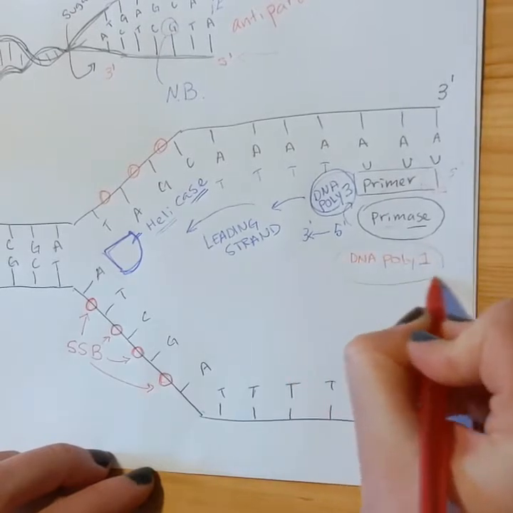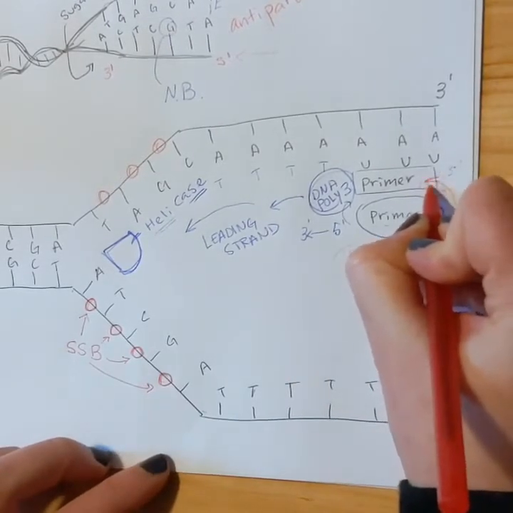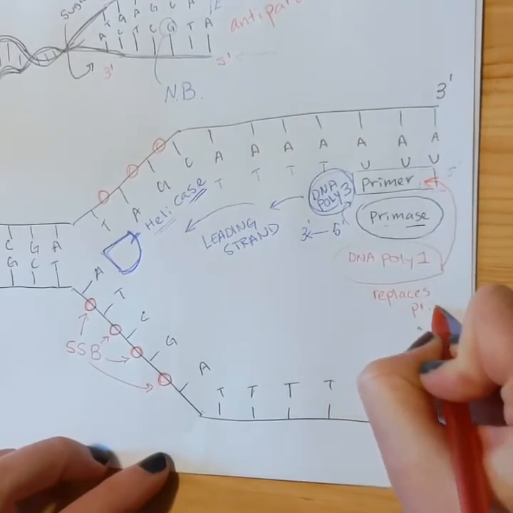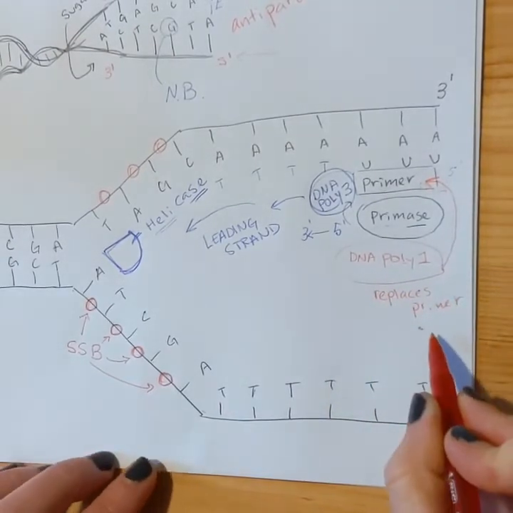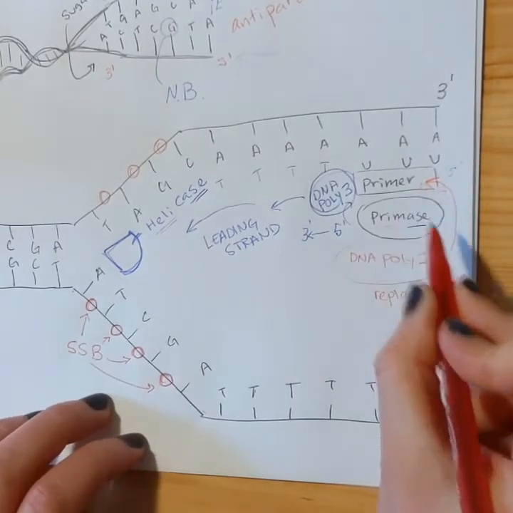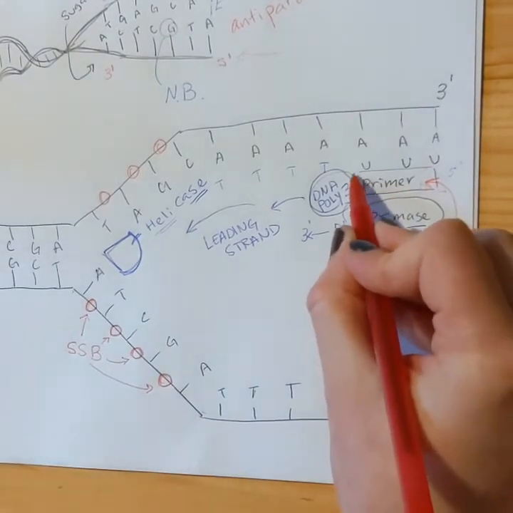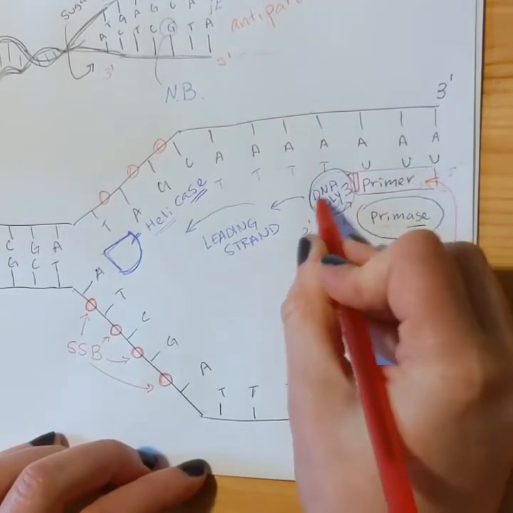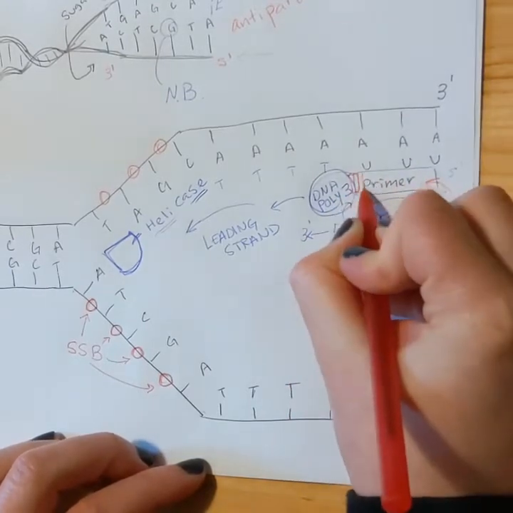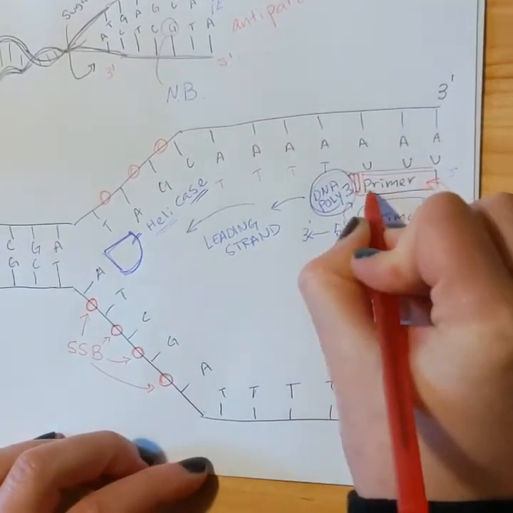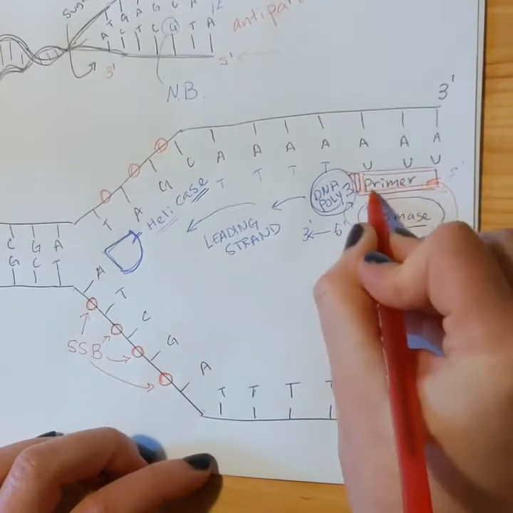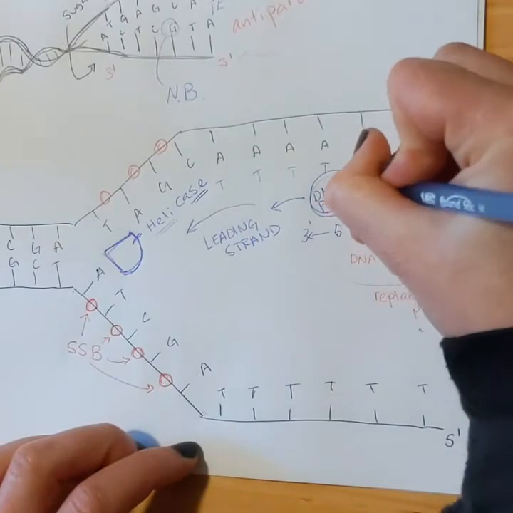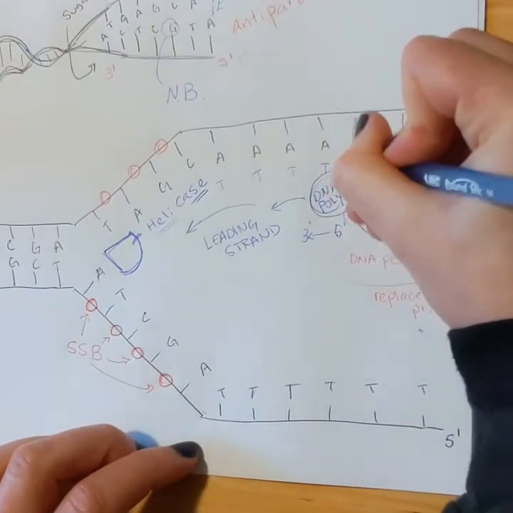So DNA polymerase 1 will come in and replace the primer with DNA so that we don't have any RNA left in our system. When that happens, it leaves a little gap between the strand of DNA that DNA polymerase III made and the replacement piece of DNA that DNA polymerase I put in when it removed the primer. This little gap right here, I'm going to just highlight it. There you go. Little gap right there.